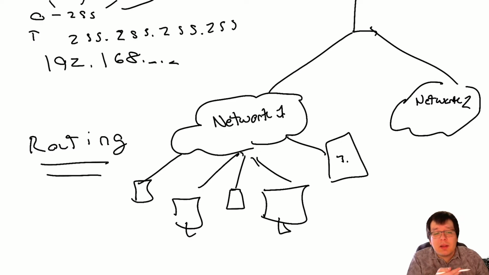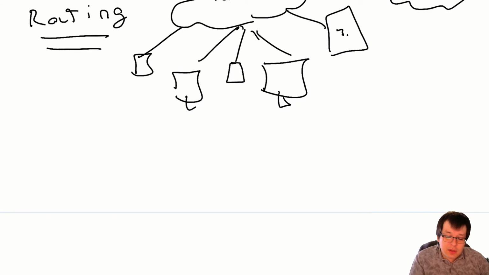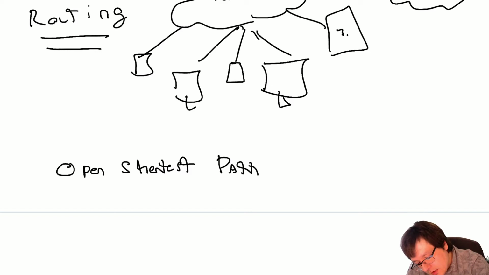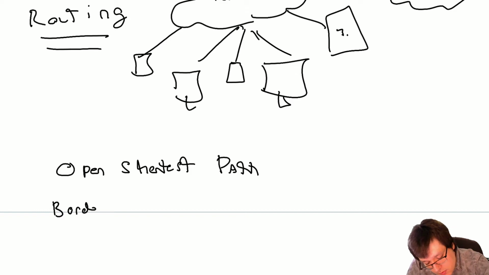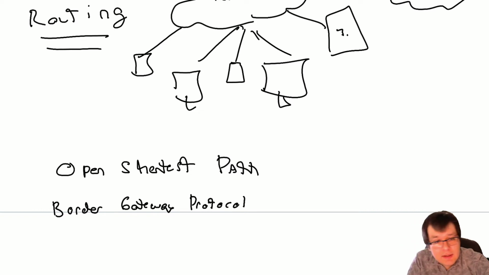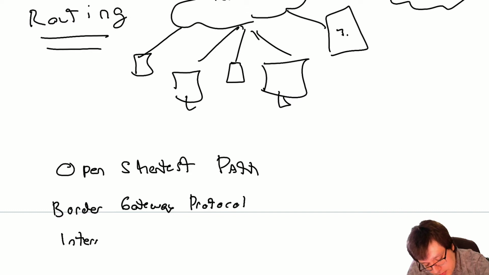The big thing is the path determination. With path determination, there are a couple of known ways to do that. There is Open Shortest Path First, there's Border Gateway Protocol, and then there's Intermediate System to Intermediate System.